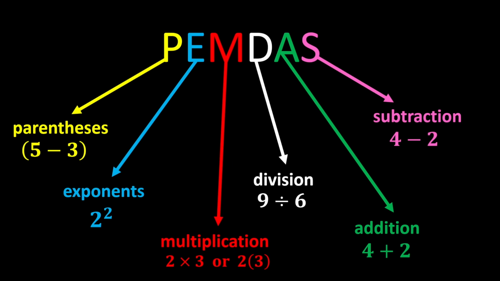According to PEMDAS, we first calculate the parentheses, then we calculate the exponents, after the exponents we perform the multiplications and divisions, and finally we do the additions and subtractions. Multiplication and division have equal priority, so whenever both appear in an expression, move from left to right and perform whichever you reach first. This rule also applies to addition and subtraction. With these explanations, let's solve the question at the beginning of the video according to PEMDAS.